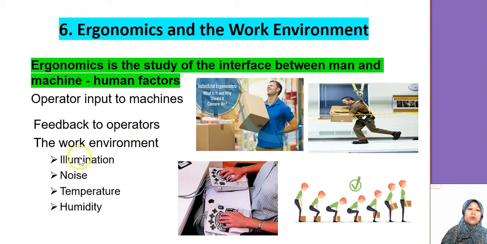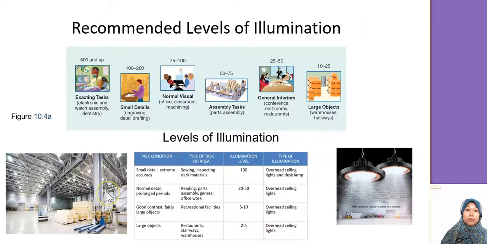Okay, and then on the work environment, we will look into illumination. Okay, the lighting, the noise, temperature, and humidity. And these are the recommended levels of illumination. Okay, for the assembly task, you need a high illumination compared to others. For example, when you're in a warehouse, you don't need a very strong light, let's say. Okay, for assembly tasks, or maybe small detail work, you need a higher illumination.